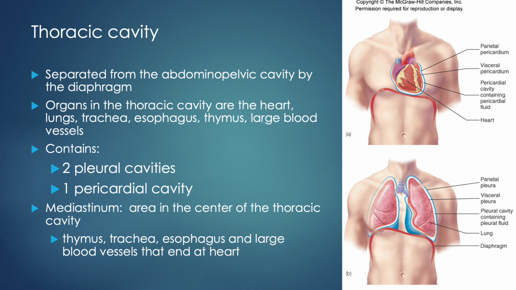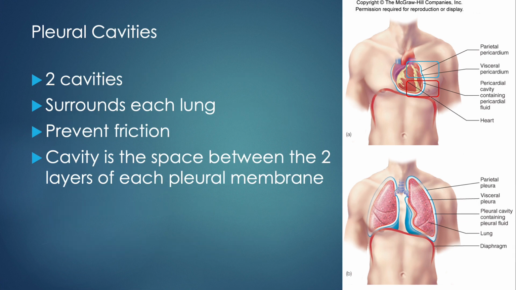There's the thymus, the trachea, the esophagus. So the trachea and esophagus run together, right, from superior to inferior. And then we also have large blood vessels that end at the heart that are all in that small space. So the pleural cavities are going to be part of the thoracic cavity, which is in the anterior cavity.